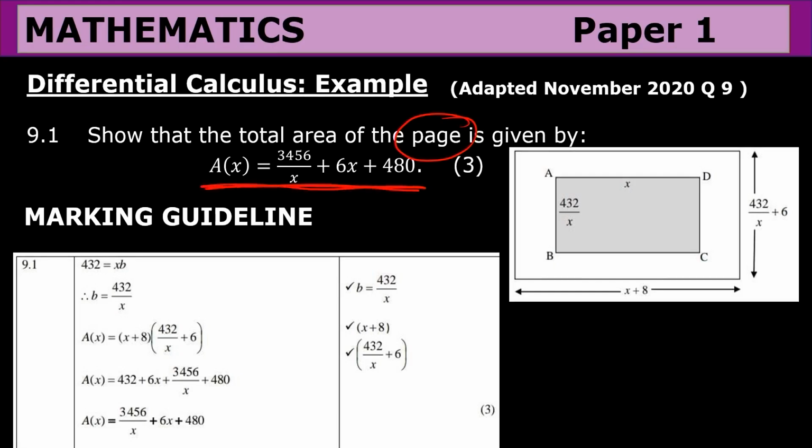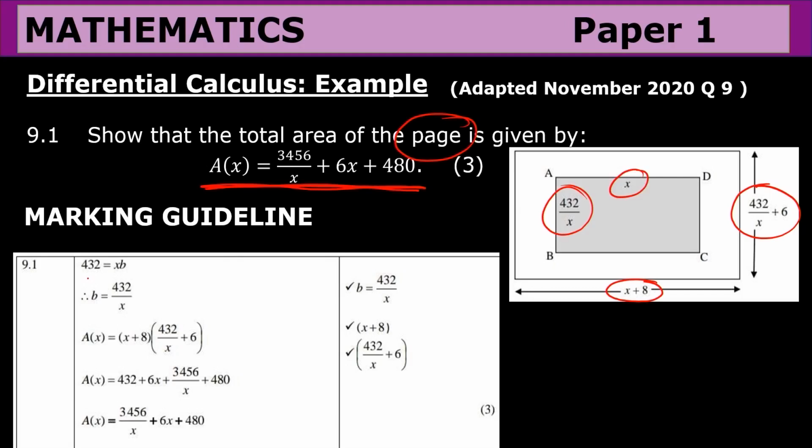Because the dimensions of the paper are not given, but we can figure them out from the information given, you could have seen that for the length of the paper, that's X plus 8, and for the breadth of the paper, that is 432 divided by X, plus 6. Now that breadth of the paper, well, the length was given, it was told that it's X, but the breadth of the paper is actually something that is for marks here.